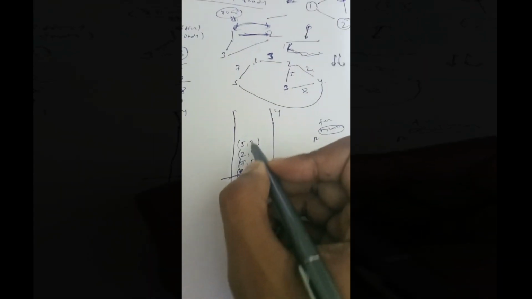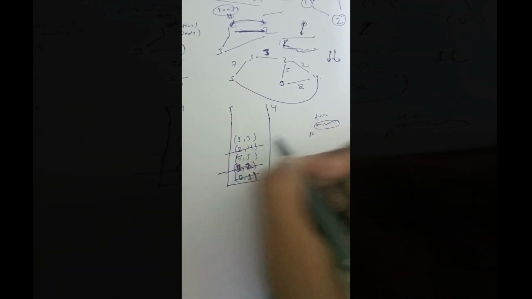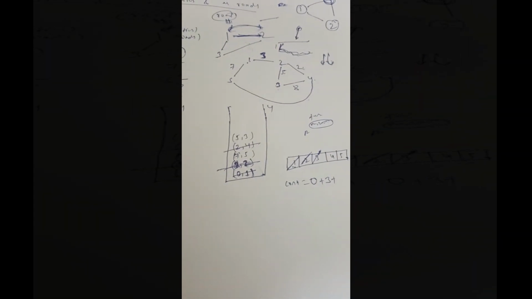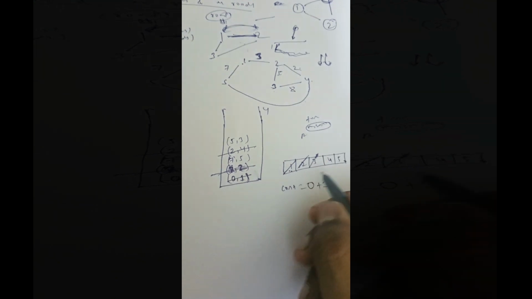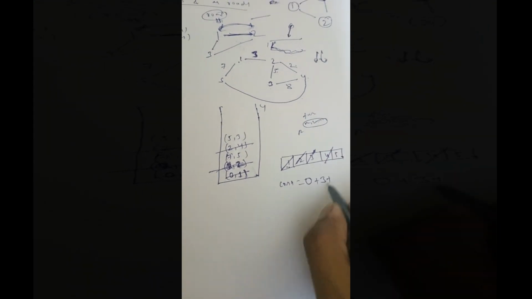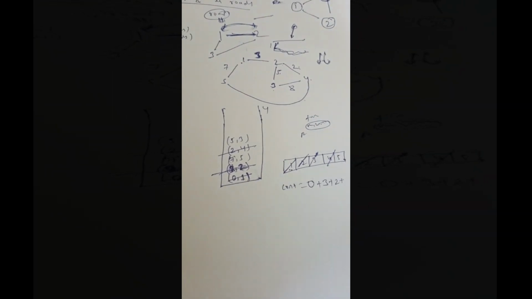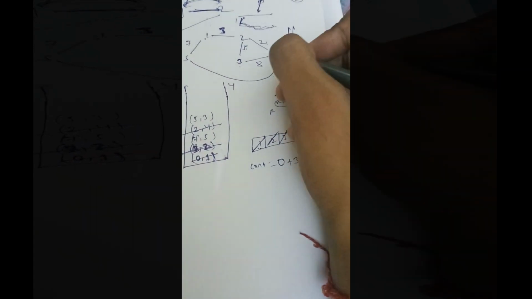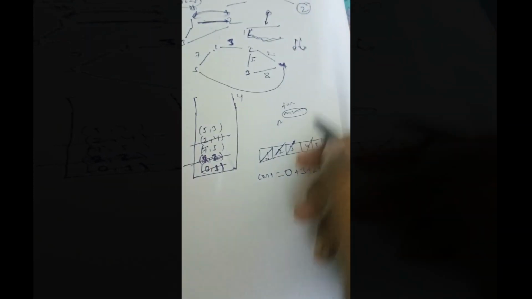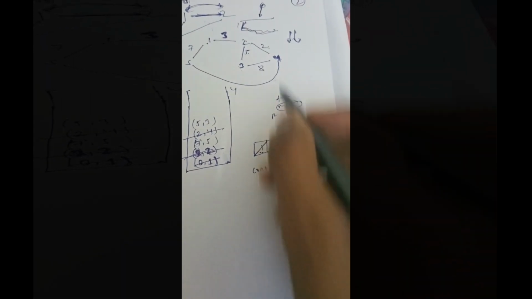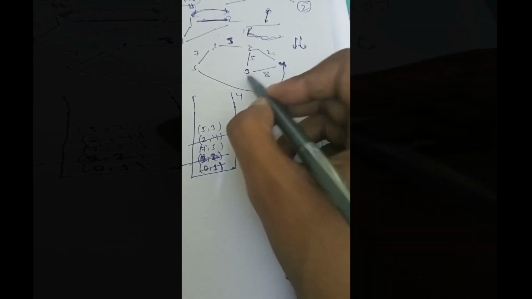Now which is the minimal? 2 is the minimum reparation cost, and the node is 4. Then I will mark 4 as visited, and I will add 2 here. Now where will node 4 iterate? 4 will iterate to 2, but 2 is visited, so we can't go there. 4 will iterate to 3.